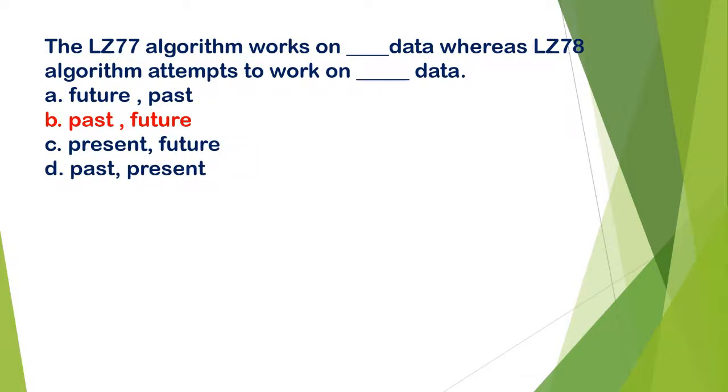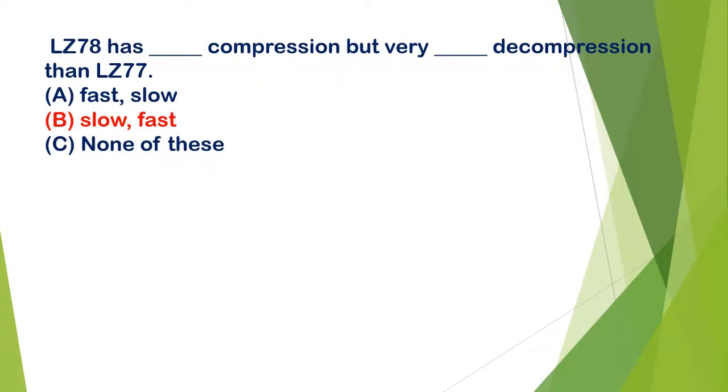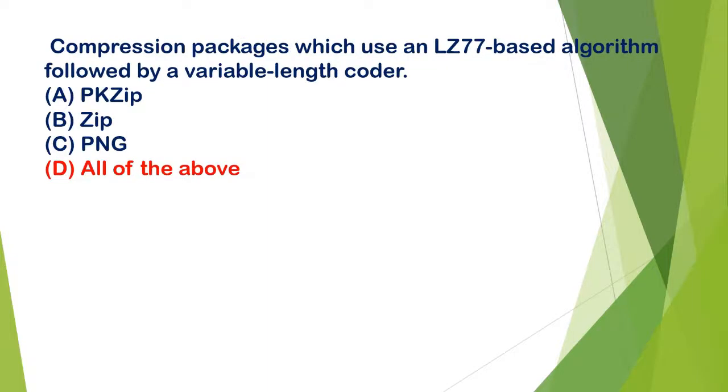The LZ77 algorithm works on dash data, whereas the LZ78 algorithm attempts to work on dash data. A. Future, past, B. Past, future, C. Present, future, D. Past, present. And the correct option is B, past, future. LZ78 has dash compression but very dash decompression than LZ77. A. Fast, slow, B. Slow, fast, C. None of these. And the correct option is B.